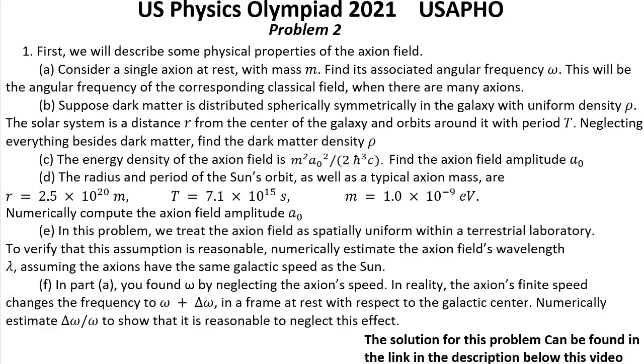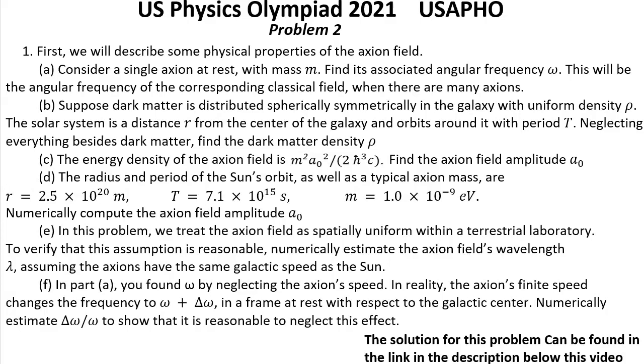D. The radius and the period of the Sun's orbit, as well as the typical axion mass, are r equal 2.5 times 10 to the power 20 meters, t equal 7.1 times 10 to the power 15 seconds, m equal 1.0 times 10 to the power negative 9 electron volt. Numerically compute the axion field amplitude A0. E. In this problem, we treat the axion field as spatially uniform within a terrestrial laboratory. To verify that this assumption is reasonable, numerically estimate the axion field's wavelength, lambda, assuming the axions have the same galactic speed as the Sun.